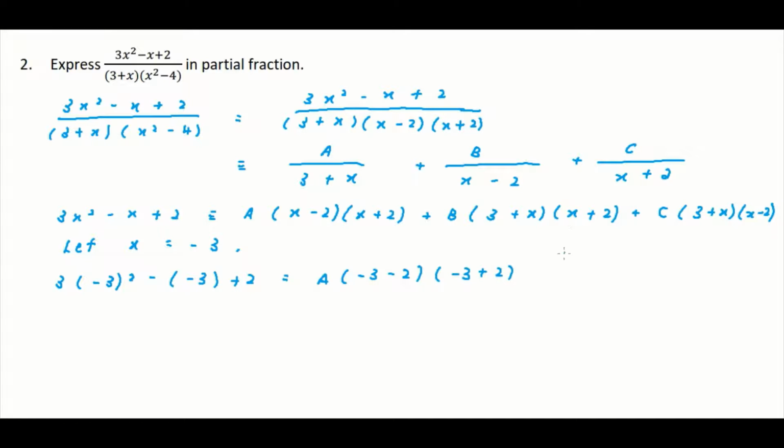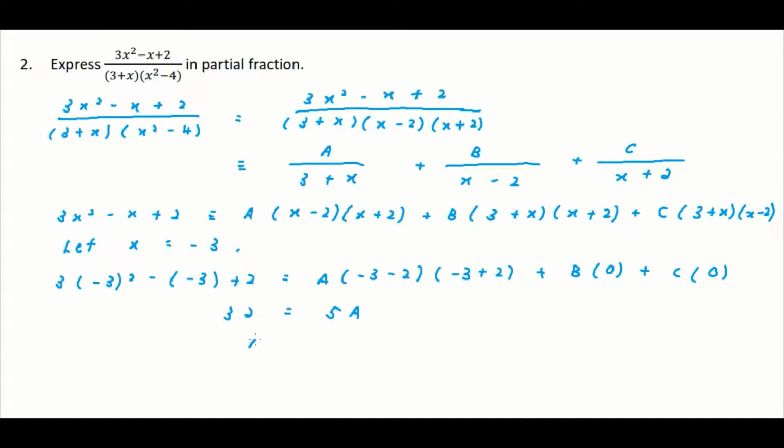Since we already know that this is 0, maybe we can just write it as b times 0 plus c times 0. But if you want to skip this step, please make sure that you really know that your equation is going to be 0. If not, I recommend you write down everything for safety purposes. So 27 plus 3 plus 2 will be 32, which equals negative 5, so negative 5a.